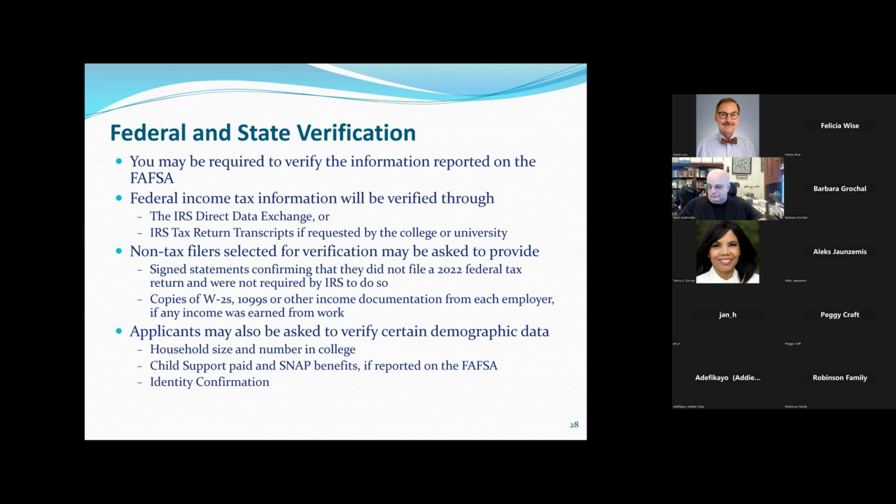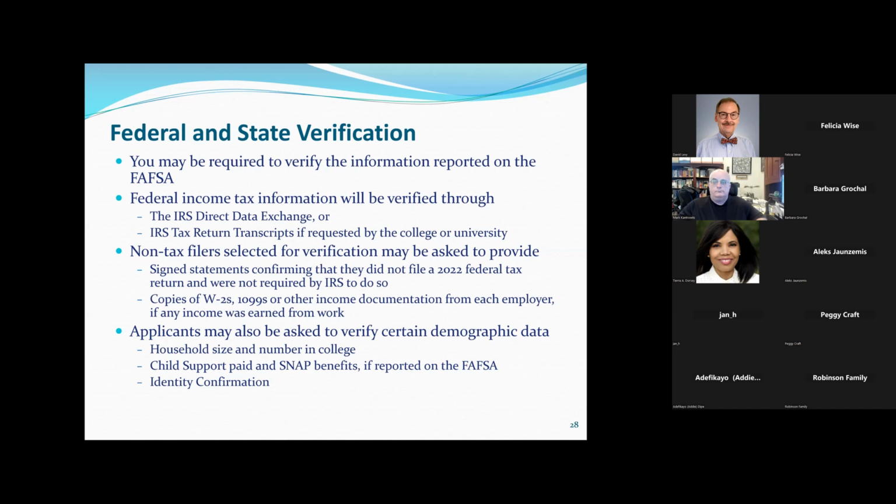If the student's FAFSA is selected for verification, the tax information of federal tax filers will be verified by the IRS Direct Data Exchange or the IRS tax return transcripts if those are requested by the university. Tax return transcripts are available free of charge, and there's a toll-free number if you want to request it.